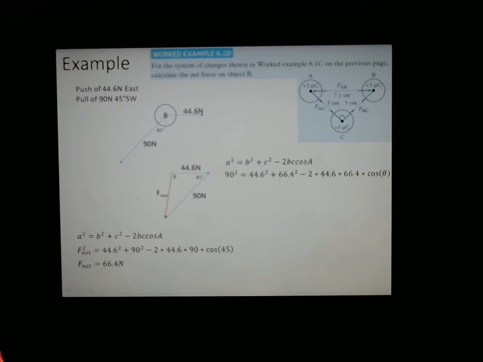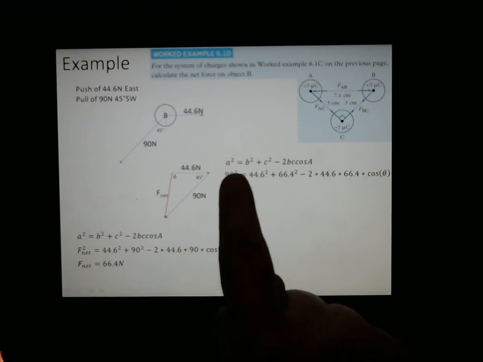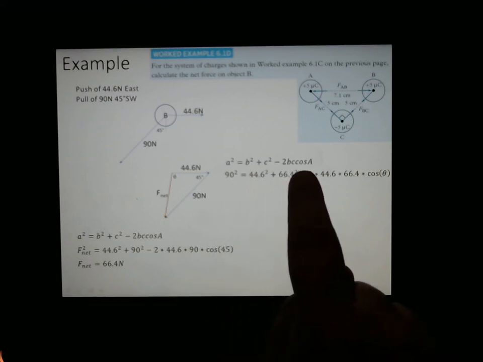cosine of theta. Now, when we rearrange that, this stuff here, this 90 squared take away 44.6 squared take away 66.4 squared will be a positive number, and you'll end up dividing by -2.